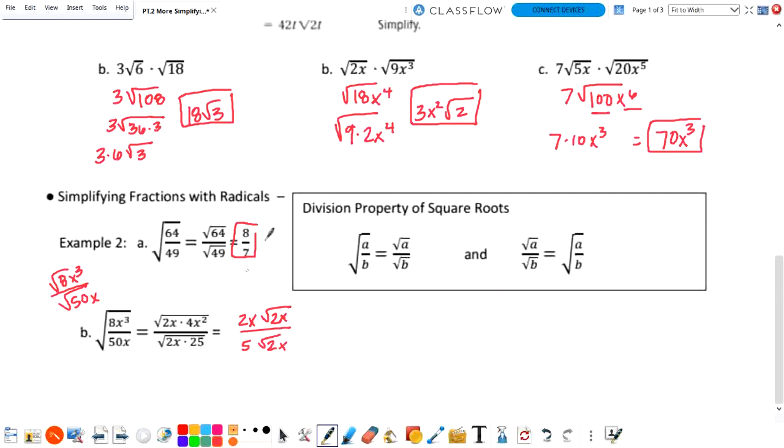All right, and what we can do with this one, we can't have a radical in the denominator, but the square root of 2x over the square root of 2x is going to cancel each other out. So then we're left with just 2x over 5.